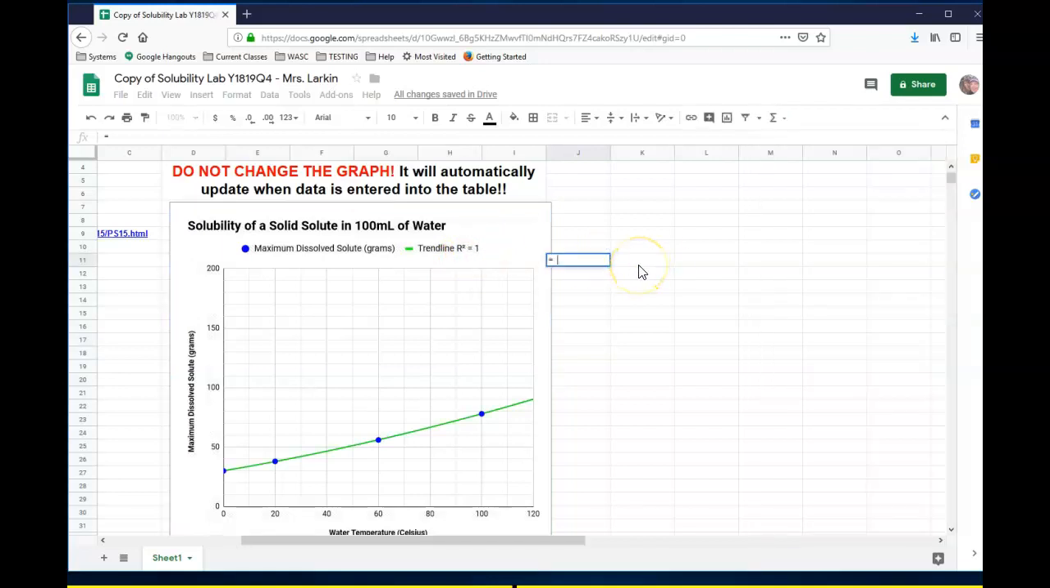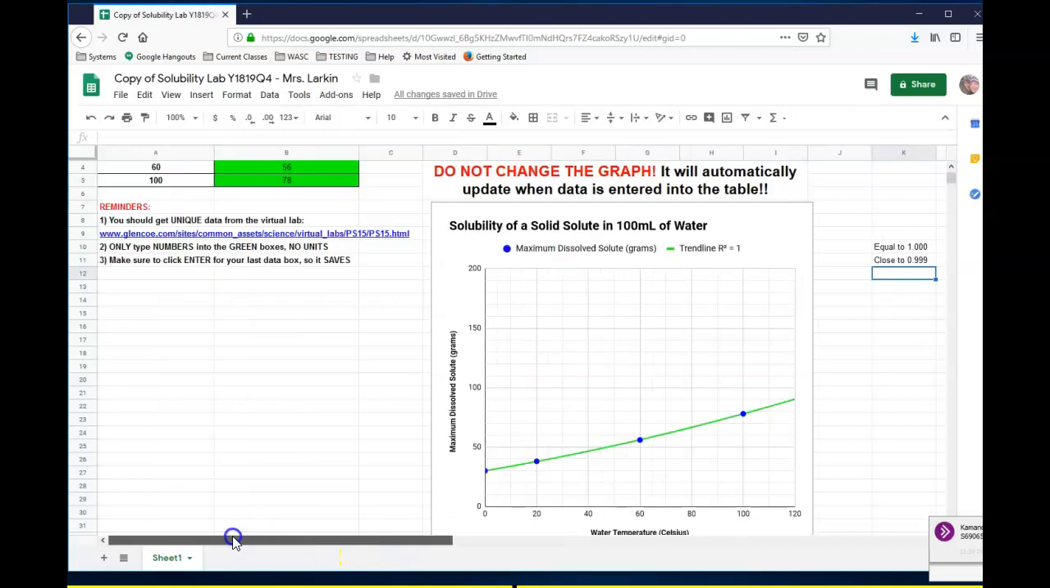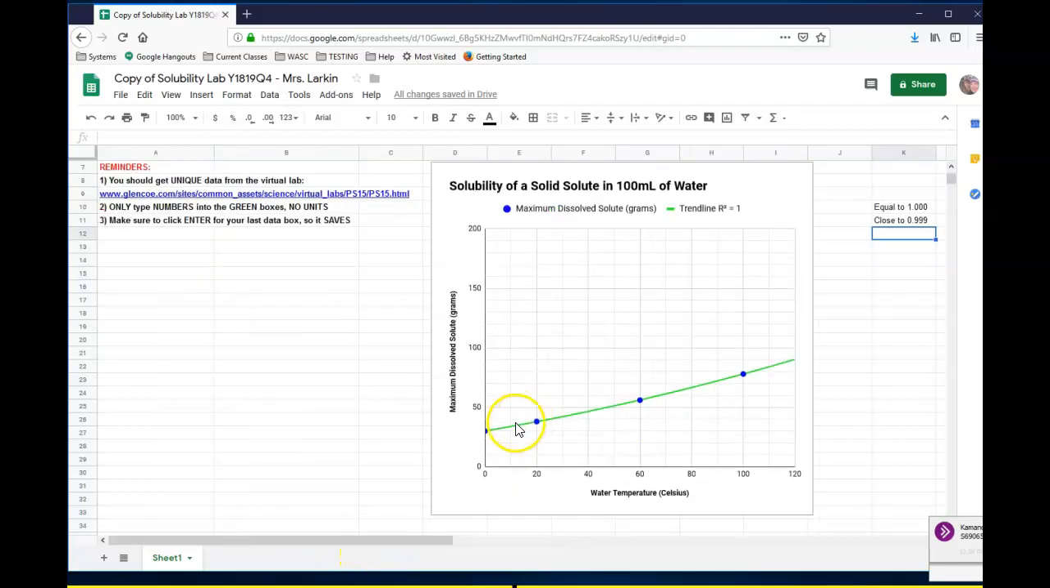So again, you want it to equal 1.000 or be as close to 0.999 as possible. Okay, everybody, go ahead and give me a smiley face one last time if that makes sense. With this R squared value, you want to make sure your trend line matches up. Otherwise, for some of the compounds, the trend line does not match up with the dots at all, and it's going to give you an incorrect answer for your last question.